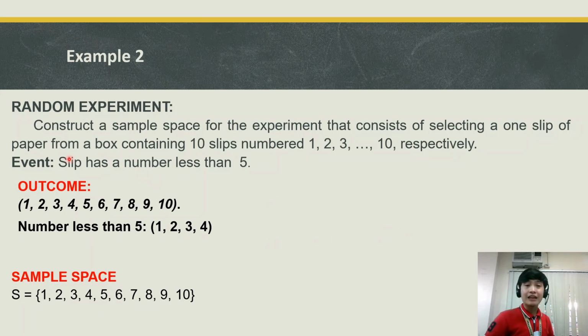So, our event, a slip has a number less than 5. If we are going to express this as a set, because an event is a subset of a sample space, we will also use braces. So we have here E equal to {1, 2, 3, 4}. This set E, these are 1, 2, 3, 4. What is inside the braces are the numbers less than 5 for this event. Because we need to find the event that corresponds to a slip has a number less than 5.